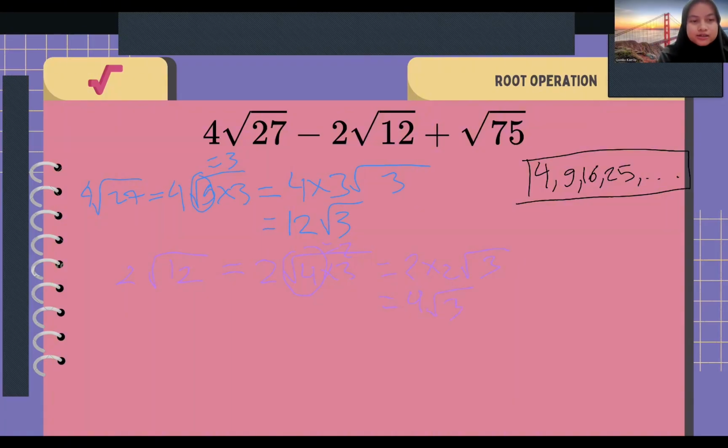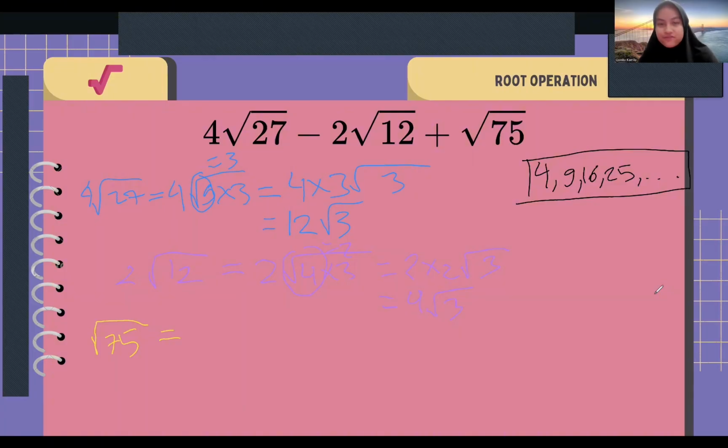Now let's move on to the third number, square root of 75. We go back to the perfect square numbers. Does 4 go into 75? No. Does 9 go into 75? No. So let's see what number.